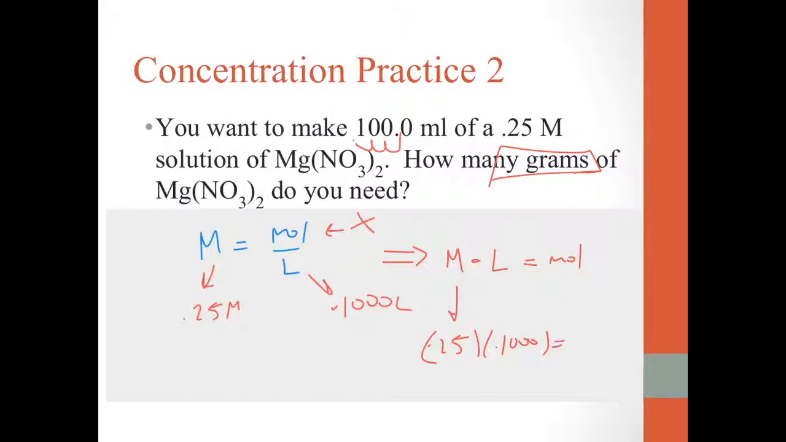Now you don't need a calculator to do this, because multiplying by 0.1 is the same as dividing by 10, and that's just the same as moving the decimal point over to the left 1. And so I have this many moles, 0.025 moles.